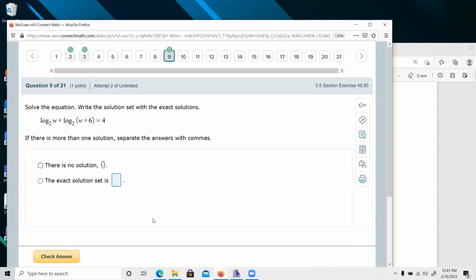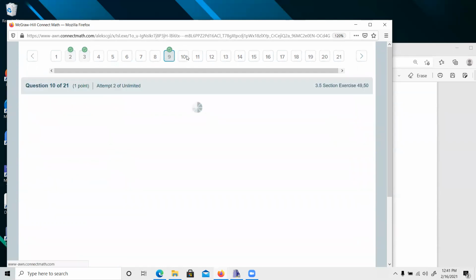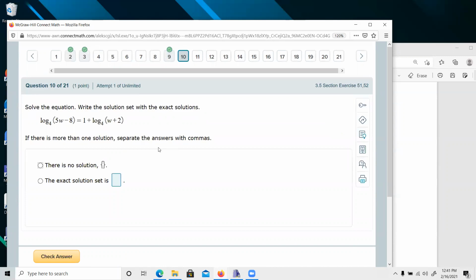Okay, nearly, but maybe we'll save one like that for tomorrow. Okay. I've used this one on an exam too.